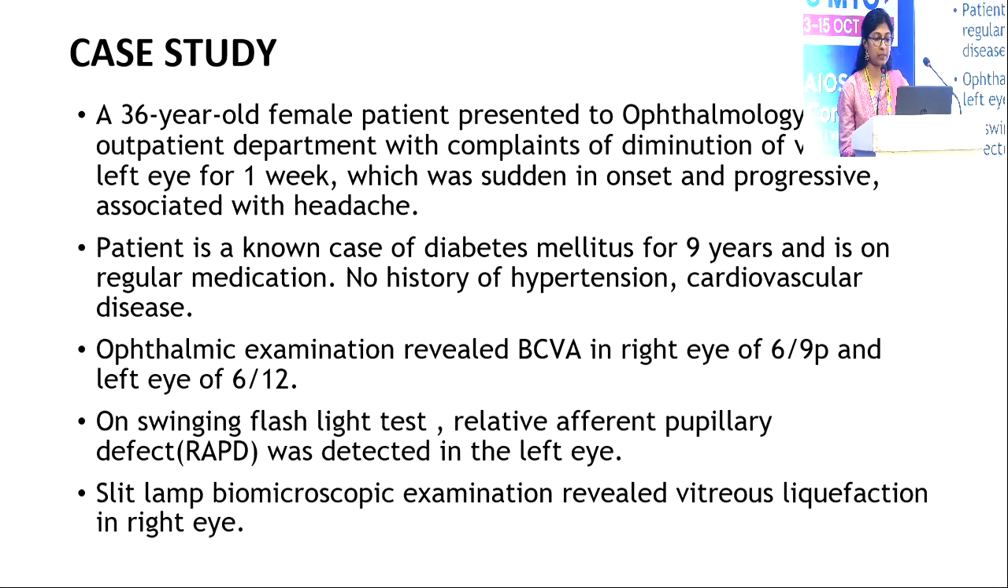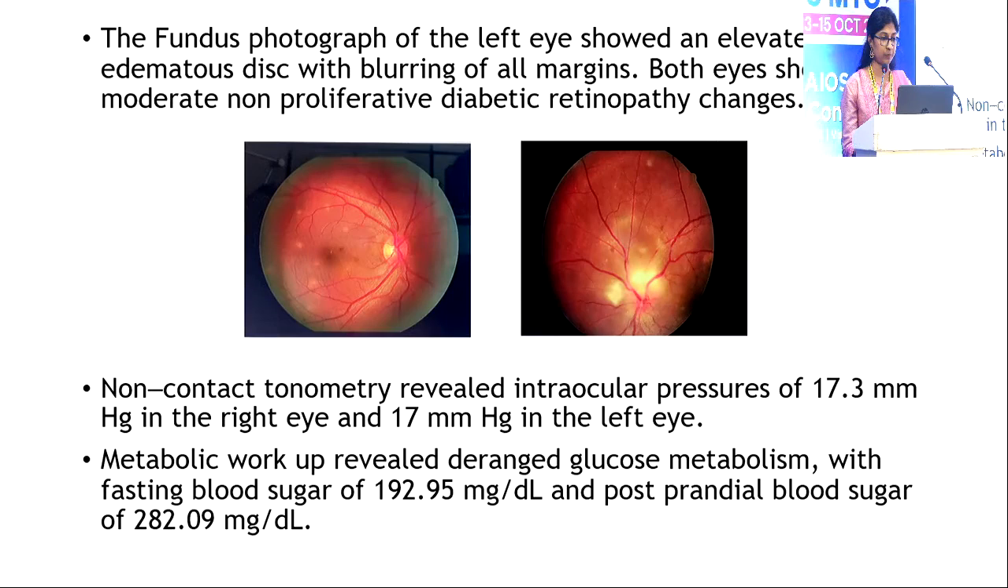The patient is a known case of diabetes mellitus for 9 years and is on regular medication. There was no history of hypertension or cardiovascular disease. Ophthalmic examination revealed best corrected visual acuity of 6/9 partial in the right eye and 6/12 in the left eye. On swinging flashlight test, a relative afferent pupillary defect was detected in the left eye. Slit lamp biomicroscopy revealed vitreous liquefaction in the right eye.